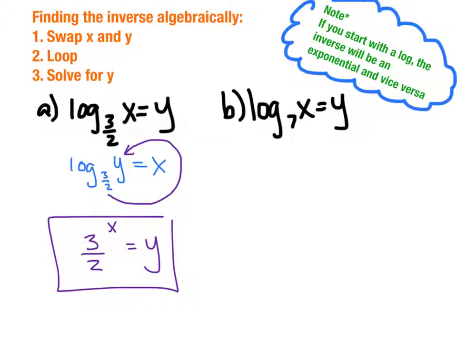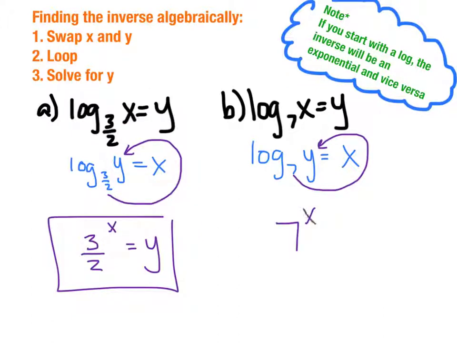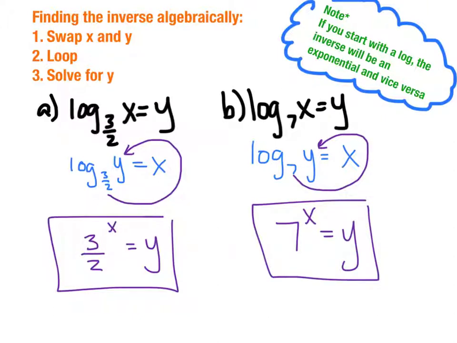Okay, so let's try that again. Swap x and y. Log base 7 of y equals x. Start with the base, go around the equal sign. 7 to the x equals y. And that's the inverse function.